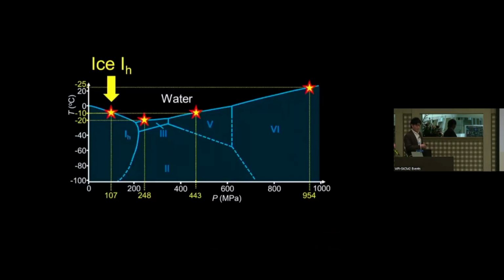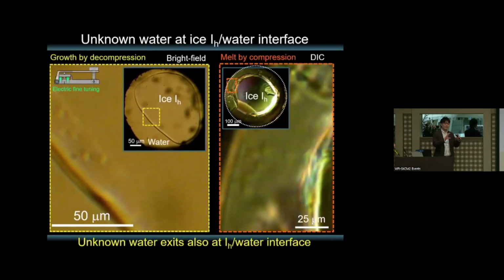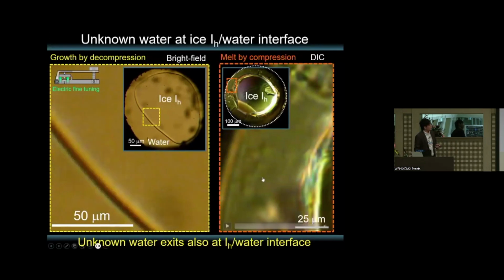So it is curious to observe the interface between water and ice 1h, which is the common ice for us. And this is an in situ movie of this interface. The left-hand movie shows the observation of the interface between water and ice 1h grown by decompression. You can also see the droplet formation and the thin film formation. And if they are close to each other, the droplet is incorporated into the thin film. This supports the fluidity of the homoimmiscible water. And the right-hand movie shows the case of melting by compression.